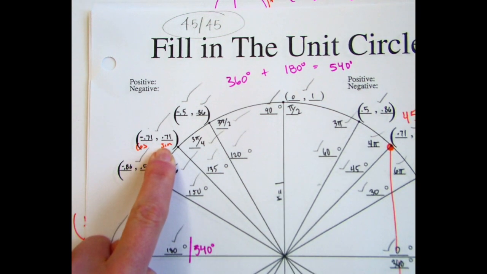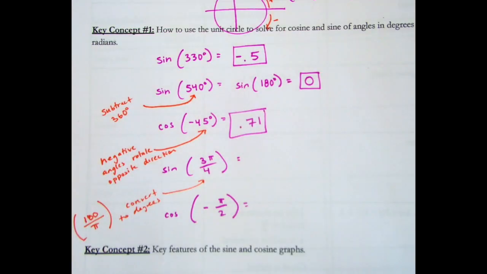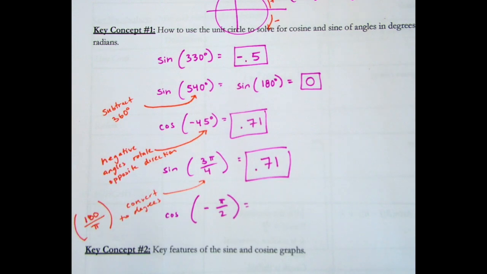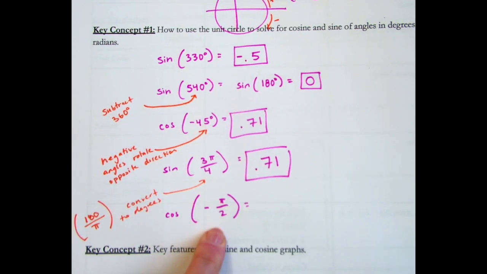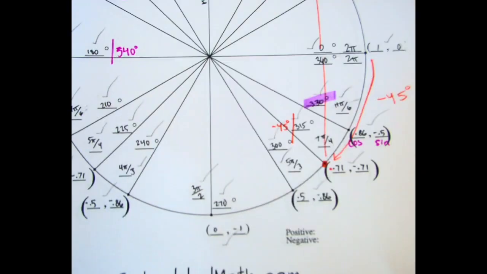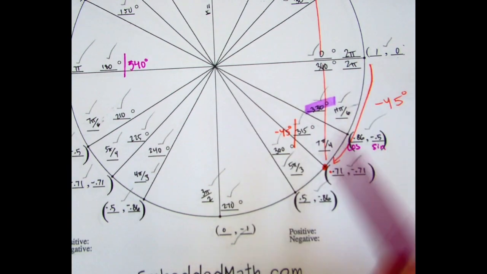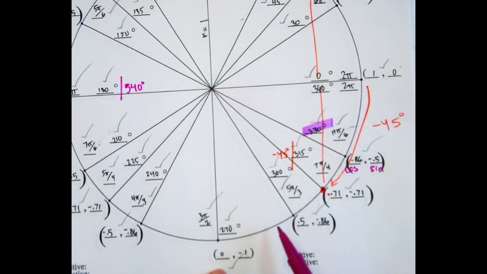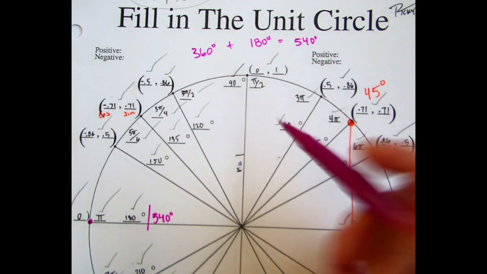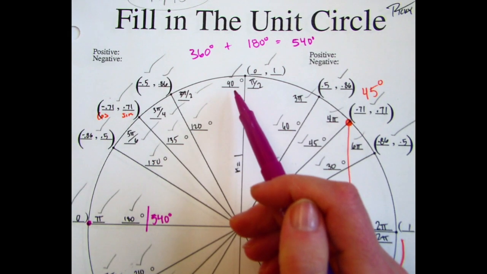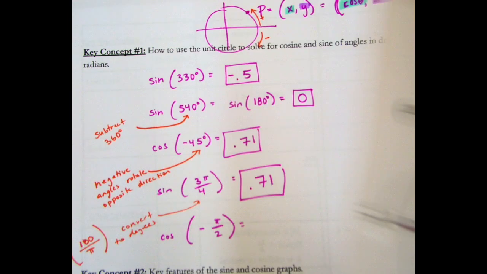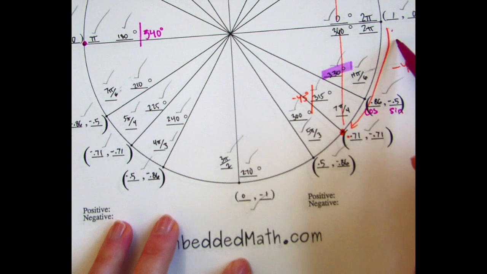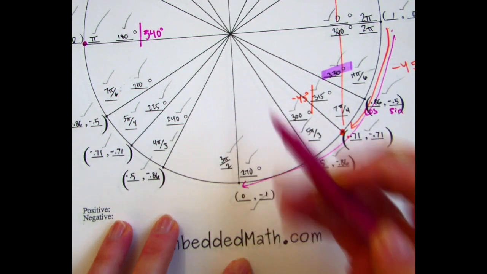And then for cosine of negative pi over 2, it's a negative radian. Negative pi over 2 is the same thing as negative 90 degrees. So I see on my unit circle pi over 2 corresponds to 90, so negative pi over 2 corresponds to negative 90. Negative 90 puts me at the bottom of the unit circle with a sine value of -1 and a cosine value of 0.